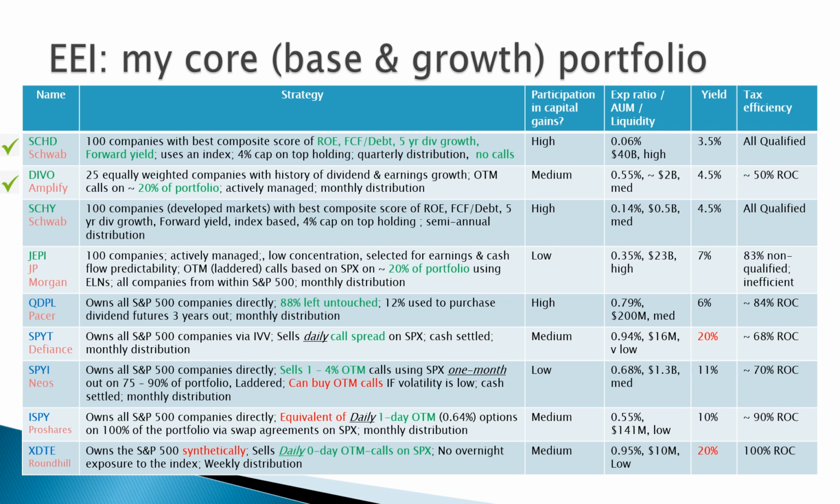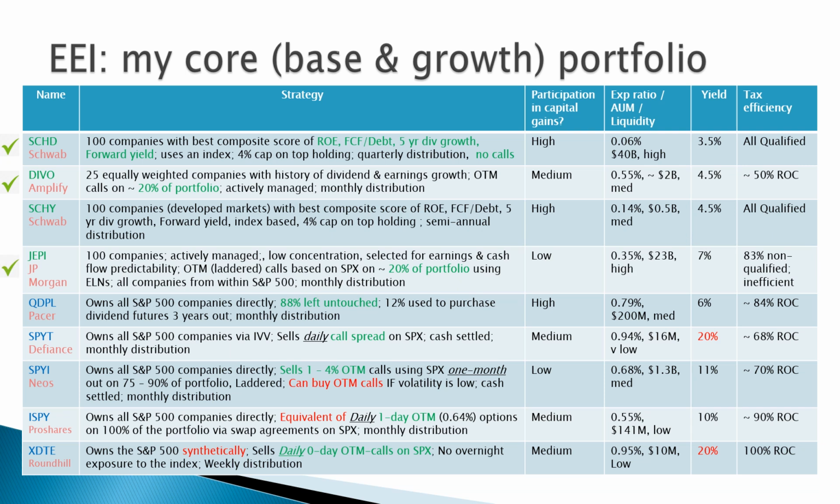SCHY is the international version of SCHD, exactly the same selection criteria, the same 10 years of dividend history, same 4 factors for ranking the companies: ROE, free cash flow over debt, 5-year dividend growth, forward yield. The difference is, SCHD is only US companies, SCHY is only international companies in developed markets, which for me is important because I will not invest in emerging markets and markets with a weak rule of law.